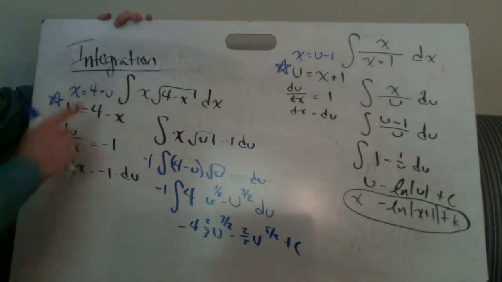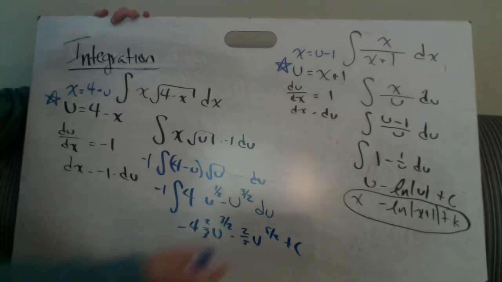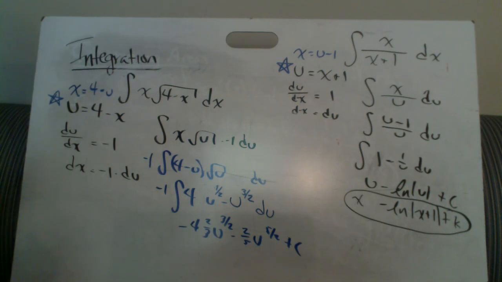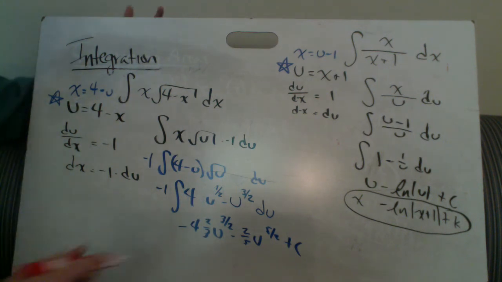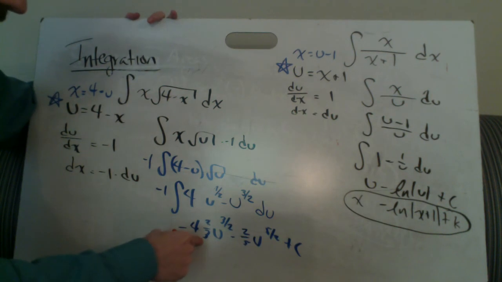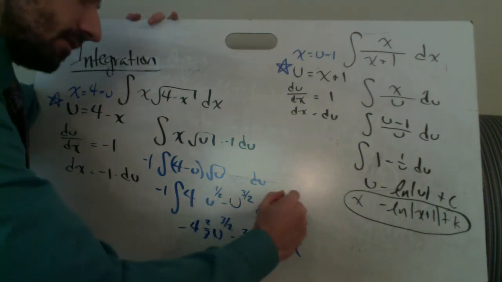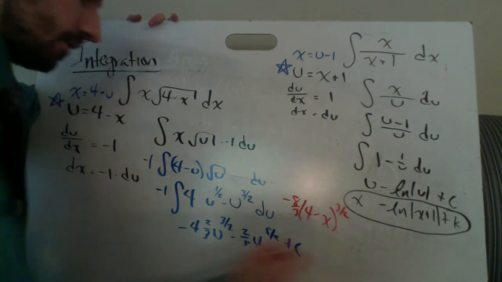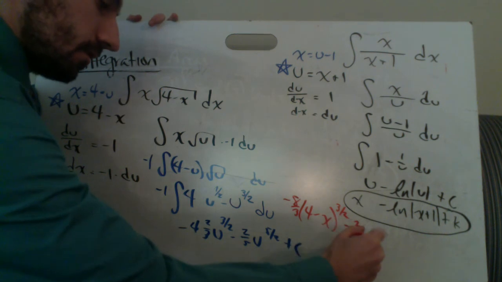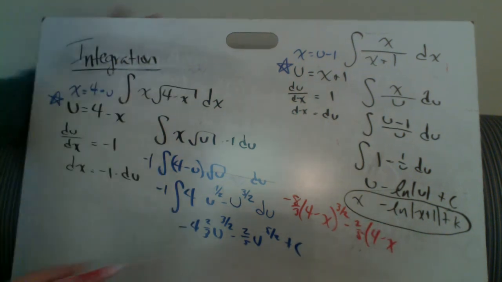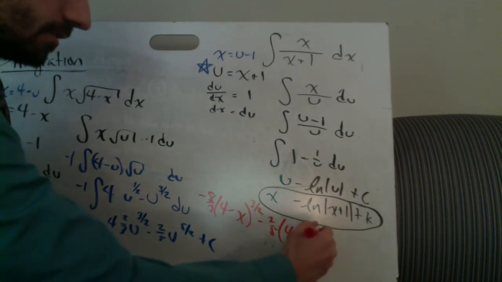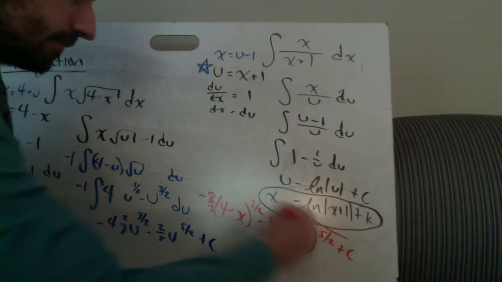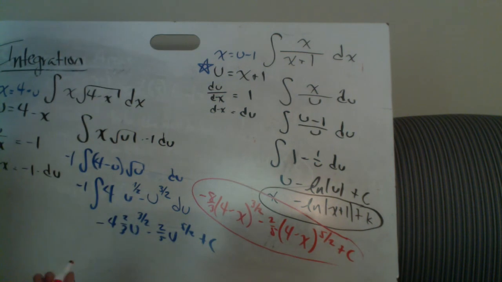And finally, u is 4 minus x. So I'll just plug that in here, here, and here. Oh, sorry, there are only 2 spots to plug it in. So I'll just plug that in here and here. And I'll end up with my final answer, which is, well, negative 4 times 2/3 is the same as negative 8/3. This will be negative 8/3, 4 minus x to the 3/2 minus 2/5, 4 minus x to the power of 5/2 plus c. Sorry, I kind of ran out of room there.